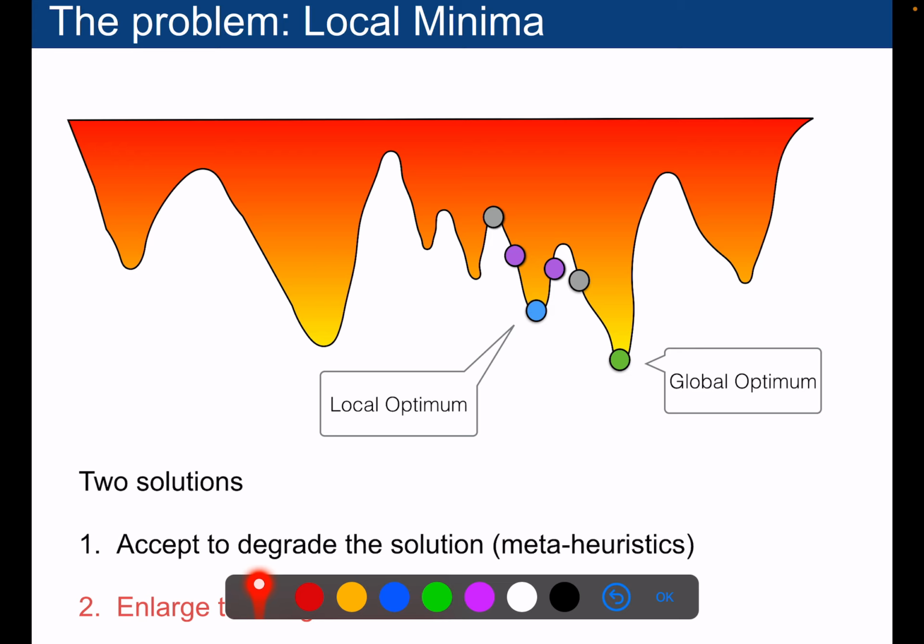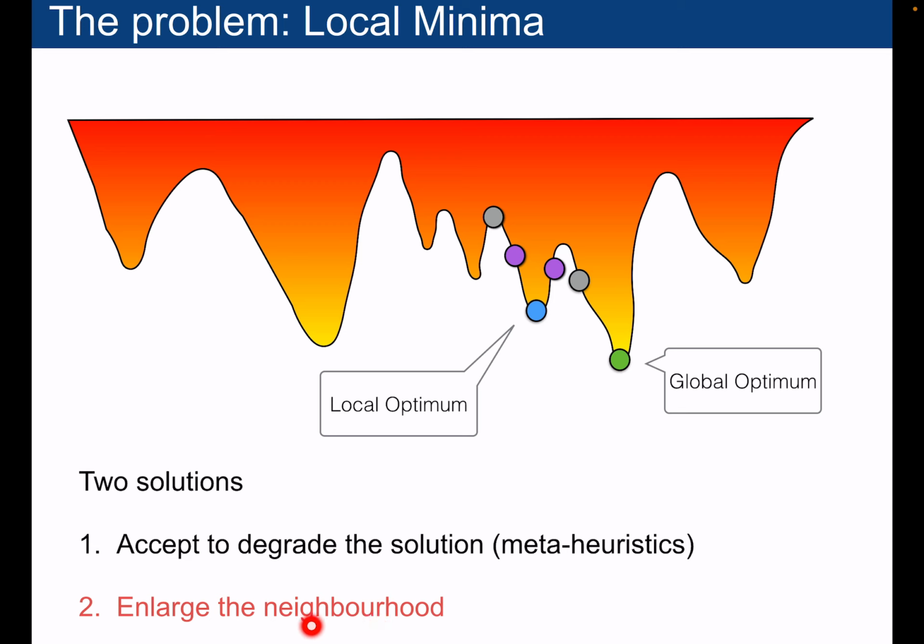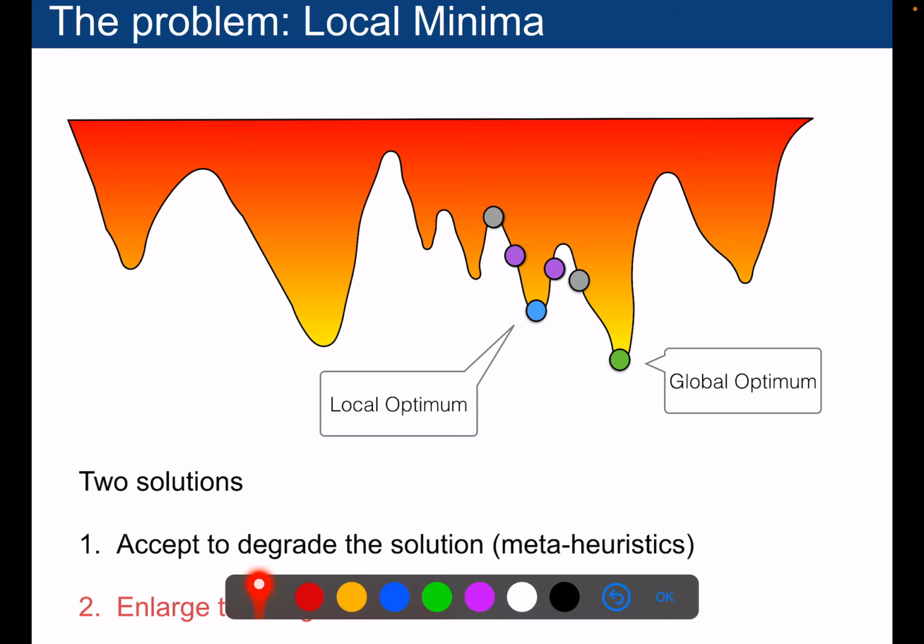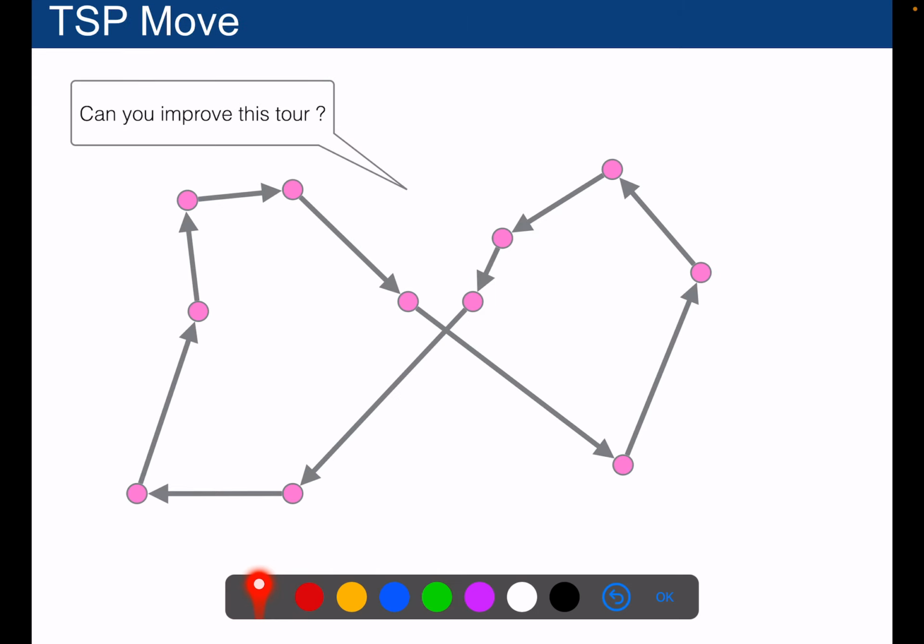And today we will mainly discuss the strategy that consists in enlarging the neighborhoods to make sure that we can escape from local minima. And we will exemplify all the concepts on the traveling salesman problem, a well-known problem. So let's first consider the traveling salesman problem.